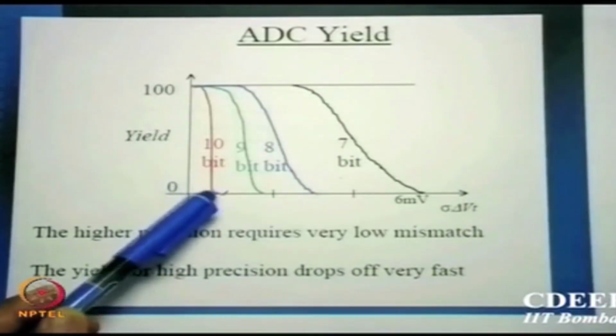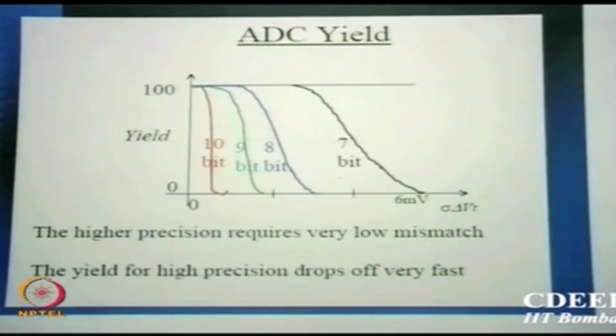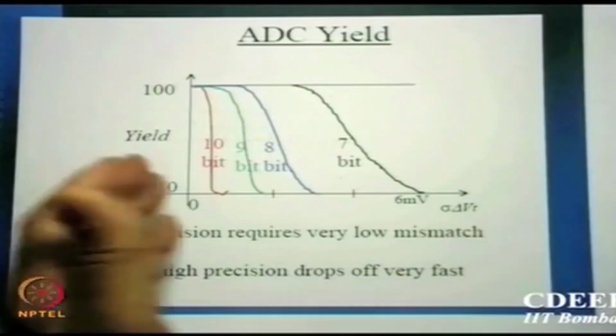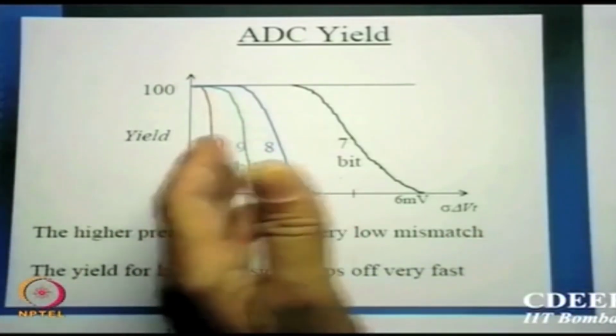But if you look at the 10-bit ADC, even a half millivolt shift of sigma, the yield may go down to 0, okay. So the decision of making even this was done only for a 0.25 micron process.